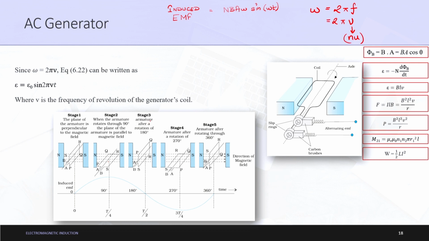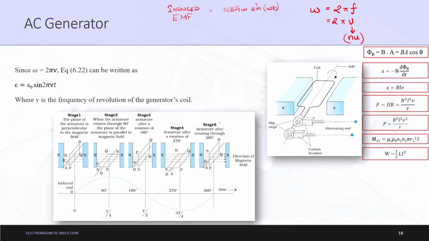Stage 3, armature after a rotation of 180 degrees. This time, sin 180 will come, and sin 180 is again 0. Next, stage 4, armature after a rotation of 270 degrees. What is sin 270? Sin 270 is nothing but minus 1. Hence, you get a maximum value, an extremum value, but this time the value is negative. Magnitude will be maximum, but the value is negative.